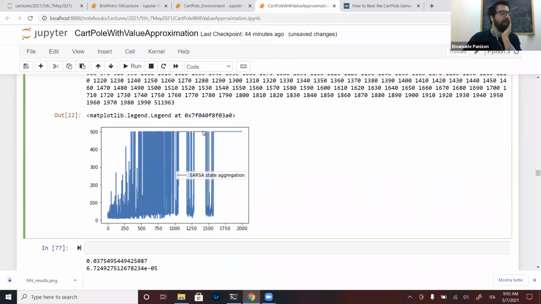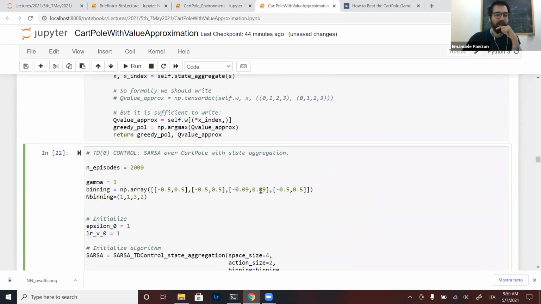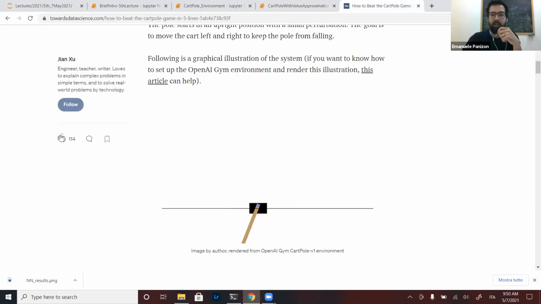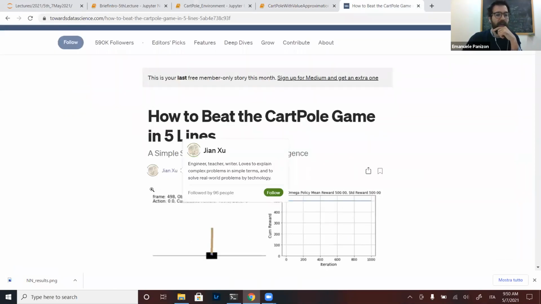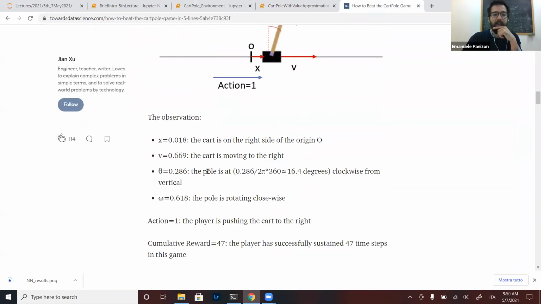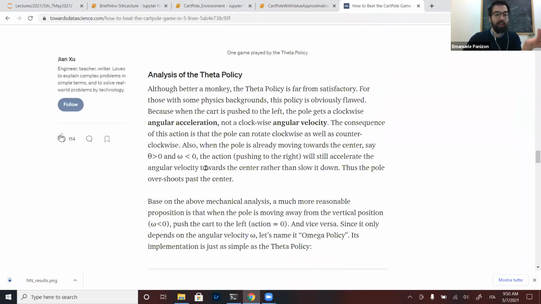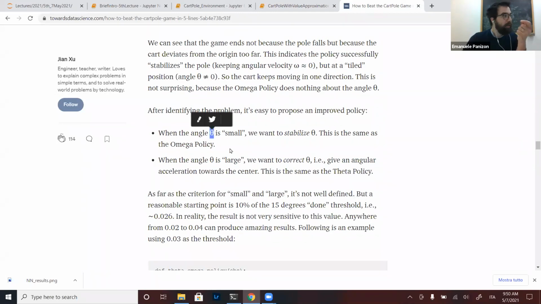Okay, perfect. With 2000 episodes, we see that it has perfectly learned the solution. I just wanted to show the reason for this binning, I changed the bound here. It turns out, and this is shown in a very nice article I will send the link to, How to Beat the Cart Pole Game in 5 Lines by Jean Zhu, that from a physical point of view the solution is that when the angle is small in amplitude, you want to stabilize the angle, to make it as small as possible.